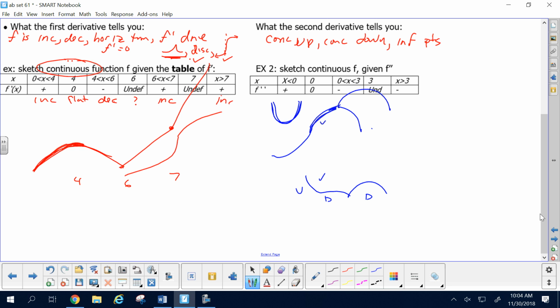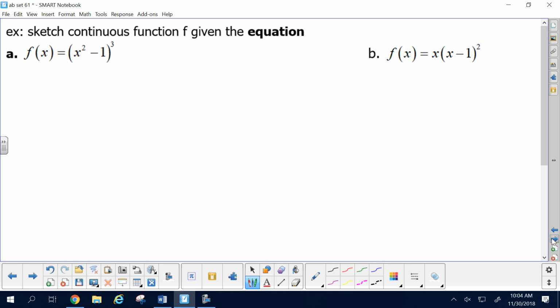Okay, let's try the hardest of the bunch. Curve sketching. These are going to require you to collect a lot of facts. Tell me this. What's the domain of this bad boy? Any restriction? No. Okay, so it'll continuously go left to right. What's the shape? X to the sixth. X to the sixth should have what end behavior? On the far right and far left, it should go up and up.